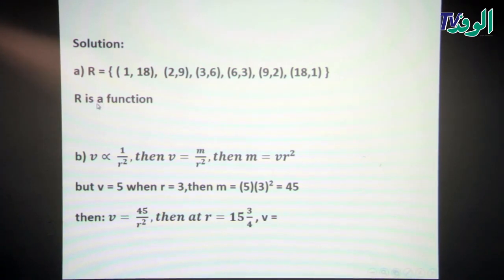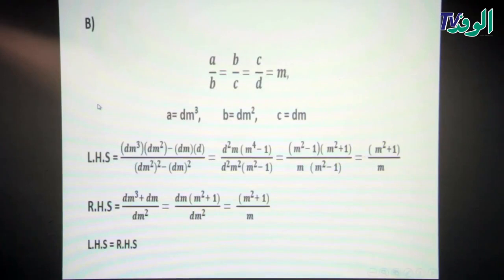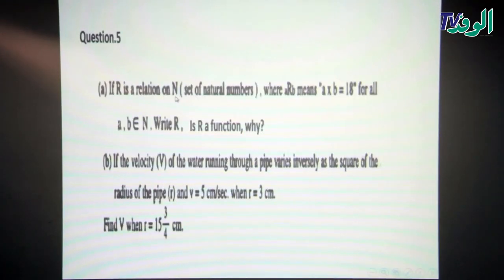Okay? Why is it not a function? Because we said the relation is on N. Did I take all the natural numbers? No. So some natural numbers have no images. So it's not a function.